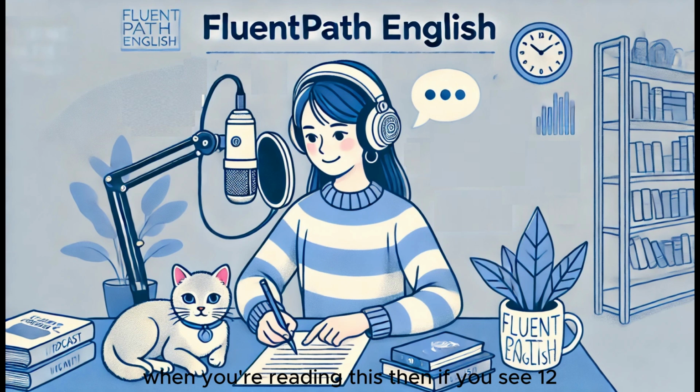When you're reading this then, if you see 12/1/2024 or 12/1/24, what this means is that it is December 1st, 2024. Do not read that as January 12th. That is very different. If it was January 12th, we would write 1/12/24. Again, I know this can be a little bit confusing, but that is the format that we use.